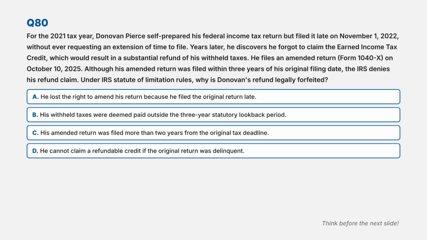A. He lost the right to amend his return because he filed the original return late. B. His withheld taxes were deemed paid outside the 3-year statutory lookback period. C. His amended return was filed more than 2 years from the original tax deadline. D. He cannot claim a refundable credit if the original return was delinquent.